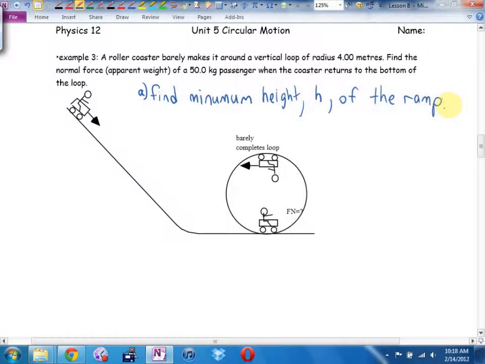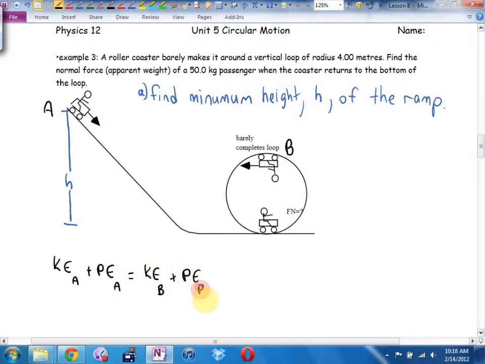First question I want to ask myself is, what's the minimum height required here? Okay. This is going to be an energy question, but what I really need to look at is location A and location B, the top of the loop. The kinetic energy at A plus the potential energy at A has to equal the kinetic energy at B plus the potential energy at B.